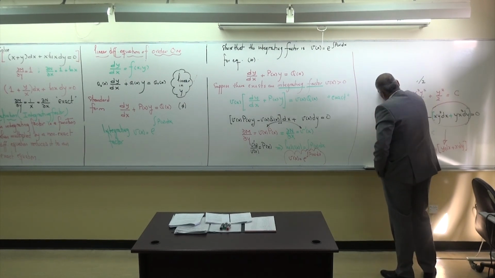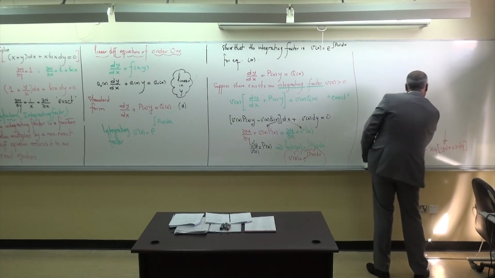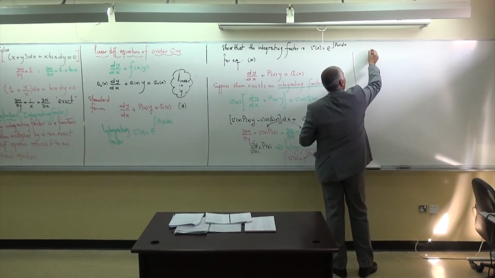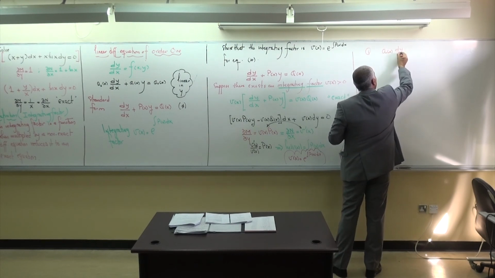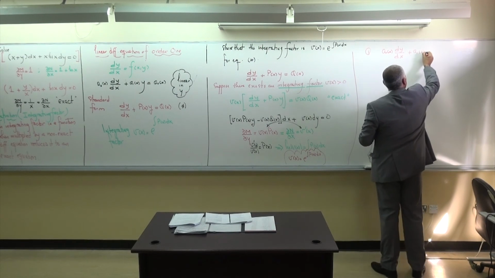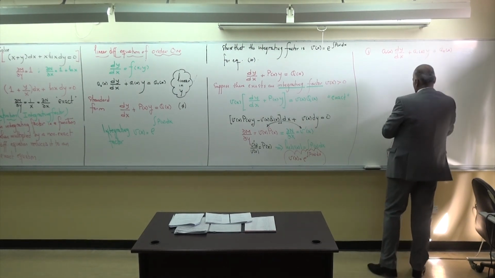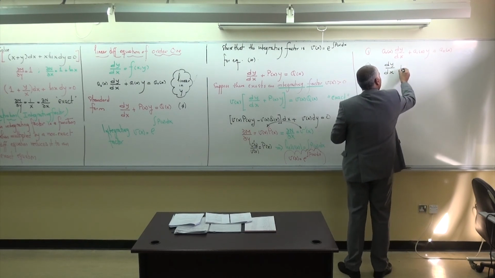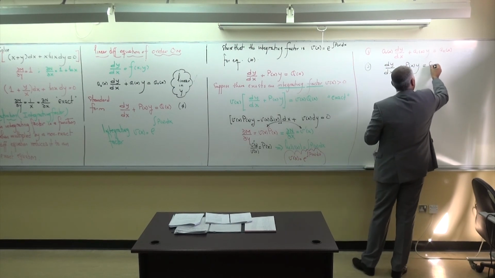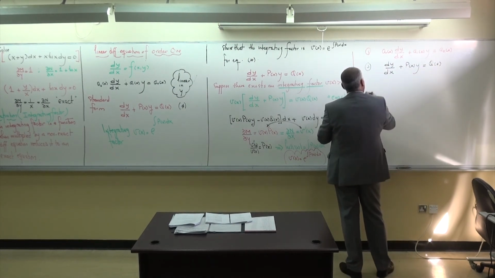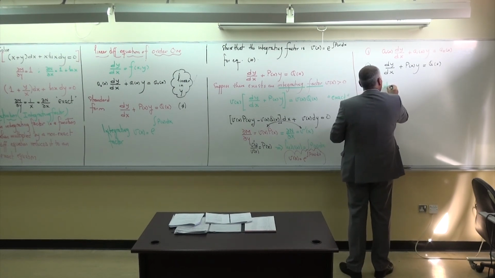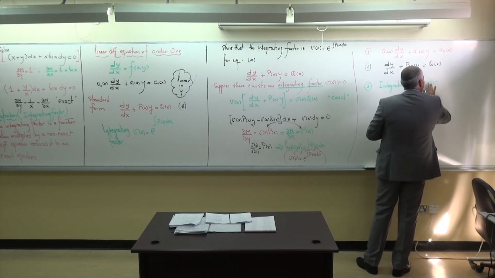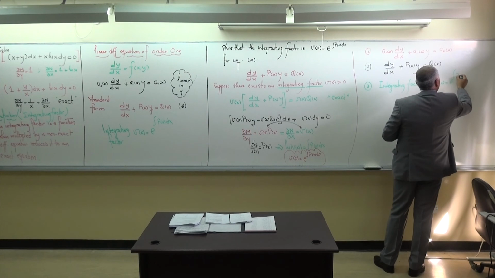That's it. Never harder. Okay? Step one: write the equation in general form, meaning you recognize that it is linear. Step two: write the equation in standard form, dy over dx plus p(x) y equals q(x). Step three: find the integrating factor, given by the formula v(x) equals e to the power of the integral of p(x) dx.